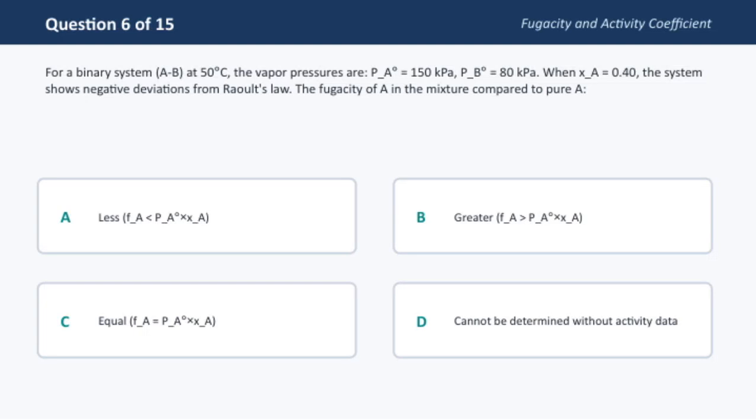Here, we're looking at a binary system at 50 degrees Celsius, with specific vapor pressures for components A and B. When the mole fraction of A is 0.4, the system shows negative deviations from Raoult's law. That means the interactions in the mixture affect the vapor pressure differently than expected. The question is about the fugacity of A compared to pure A, whether it's equal, greater, or less. Without activity data, we can't determine it for sure.